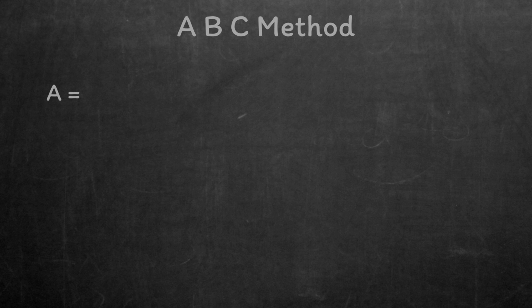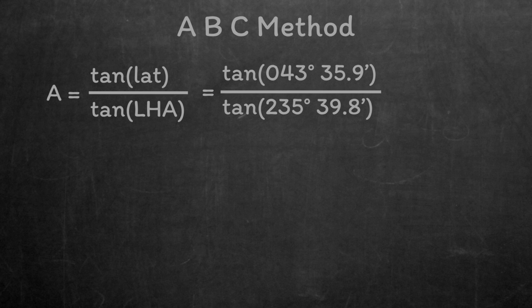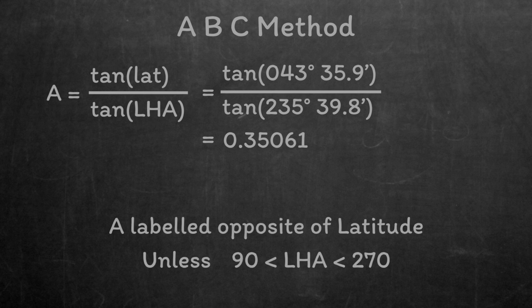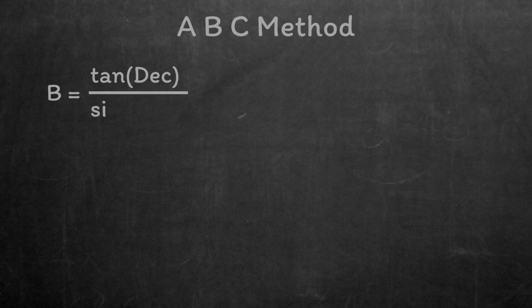The formula for finding A is tan of the latitude divided by tan of the local hour angle. If you use the A table in Norrie's, it would give this to 2 decimal places, but I like to keep full precision and just write 5 decimal places instead, so I get 0.35061. A is labelled as the opposite of your latitude, unless the local hour angle is between 90 degrees and 270 degrees. In our case, local hour angle is 235, so we label A as the same as our latitude, so it becomes 0.35061 north.